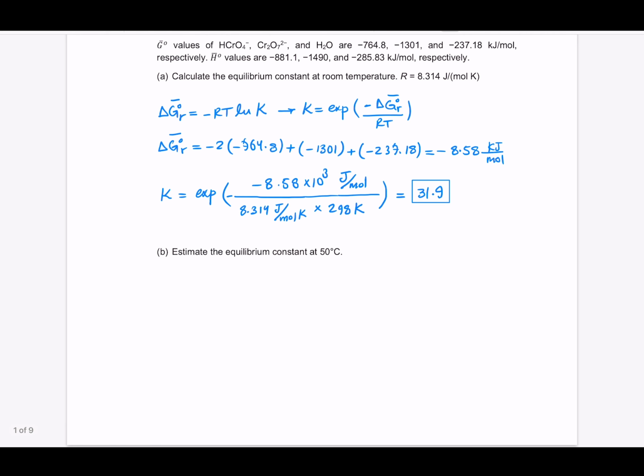Now we want to do the same thing, equilibrium at a different temperature. We had some equations in the previous lecture. Or you can think about whether you can use something similar to this to get the K value at 50. Can we use this one? Change the temperature, right?